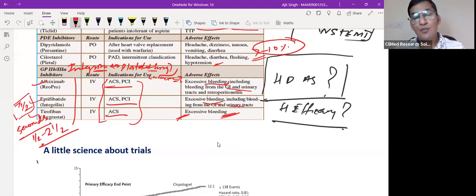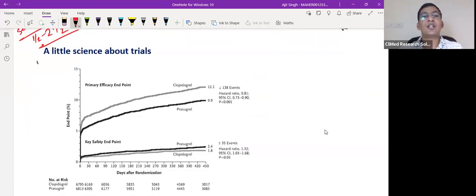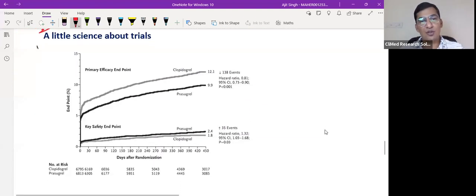So in certain procedures where we have the risk of clot formation, certain surgeries like CABG, or during percutaneous transluminal interventions, we give these drugs during the process. Right now these drugs are not allowed to be given long term for follow-up. Understand? So now let's learn a little about the difference between the drugs, a little science about the trials.